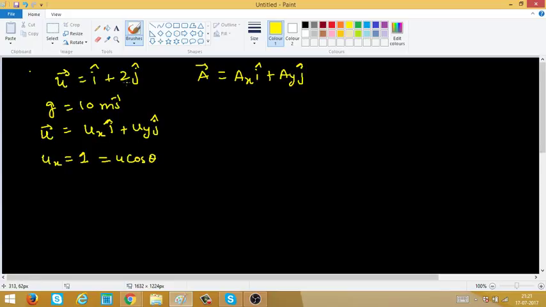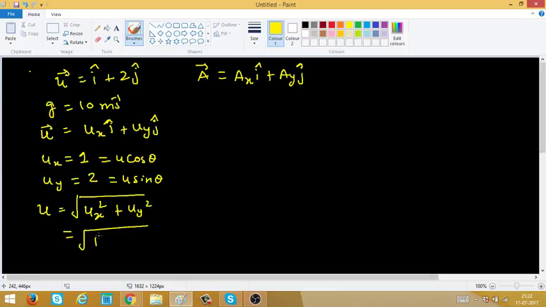This is uy. So uy I now know is equal to 2, which is equal to u sin theta. So from this I can find out the value of u. u is equal to the square root of ux squared plus uy squared, that is 1 squared plus 2 squared, which is the square root of 5. So the magnitude of this vector, that is this velocity, is the square root of 5.